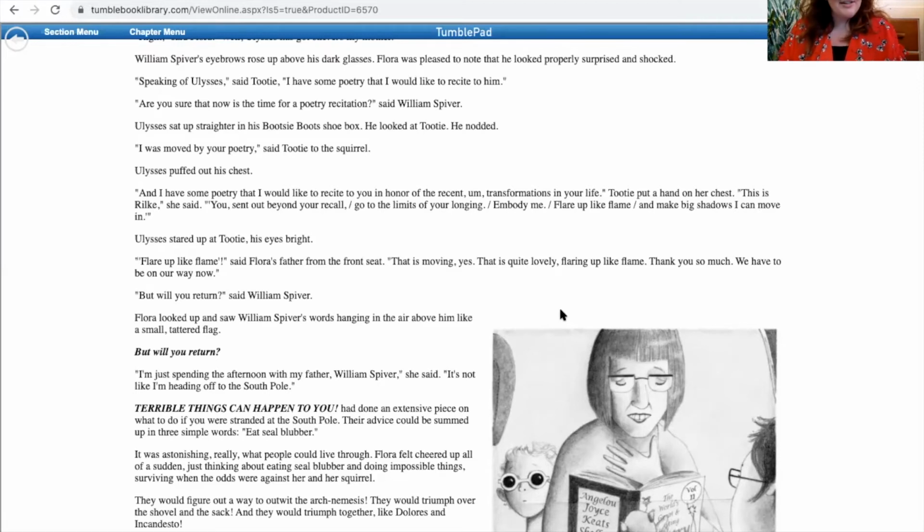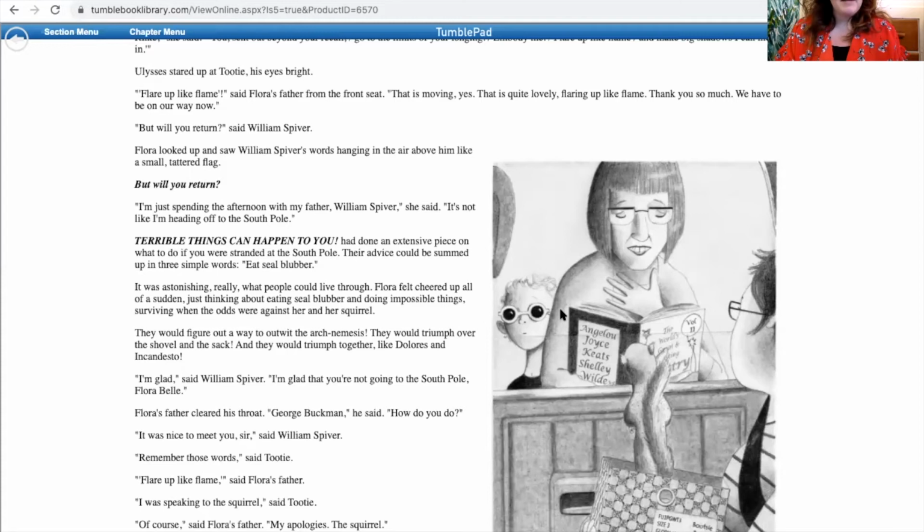"But will you return?" said William Spiver. Flora looked up and saw William Spiver's words hanging in the air above him like a small, tattered flag. "But will you return?" "I'm just spending the afternoon with my father, William Spiver," she said. "It's not like I'm heading off to the South Pole." Terrible Things Can Happen to You had done an extensive piece on what to do if you were stranded at the South Pole. Their advice would be summed up in three simple words: eat seal blubber. It was astonishing, really, what people could live through.